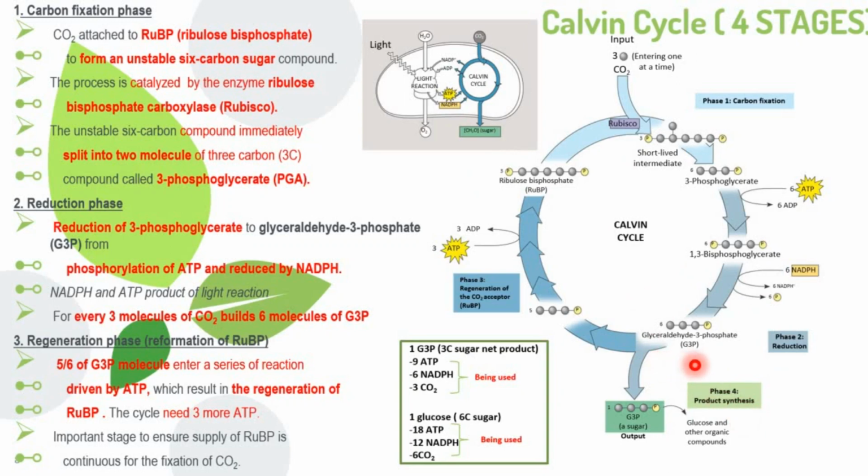G3P is actually a 3-carbon compound. G3P undergoes product synthesis to produce a 6-carbon sugar, that is glucose. To produce 1 G3P molecule, a total of 9 ATP, 6 NADPH and 3 carbon dioxide molecules are used. To produce glucose, which is a 6-carbon sugar, 18 ATP, 12 NADPH and 6 carbon dioxide molecules are used.